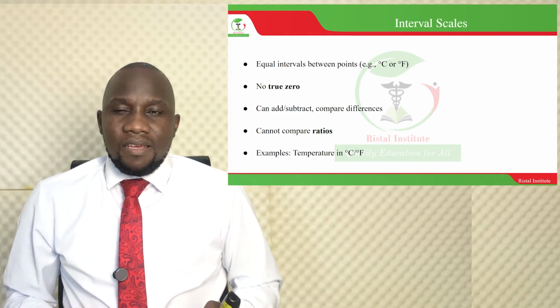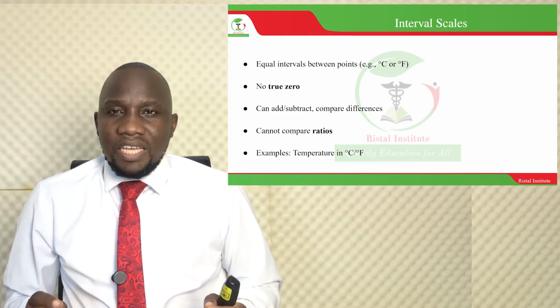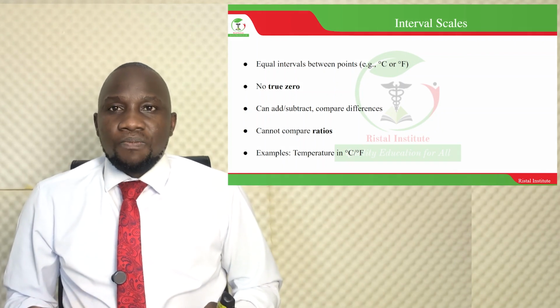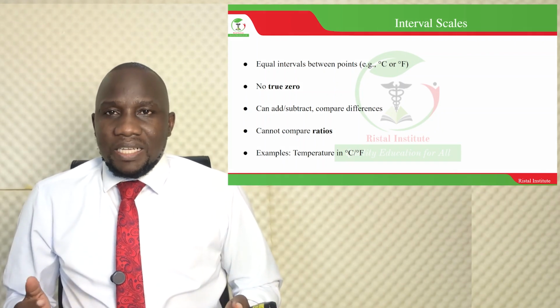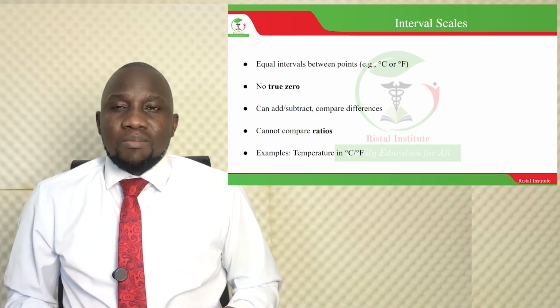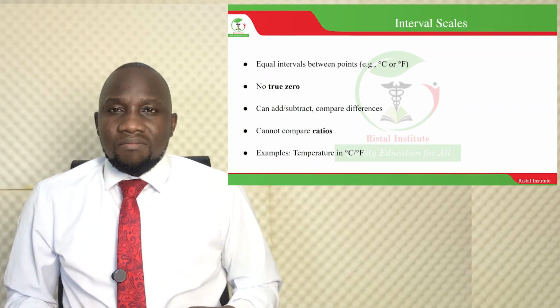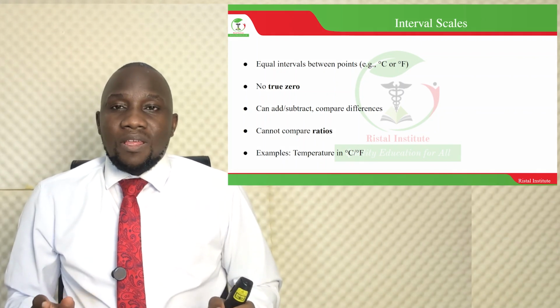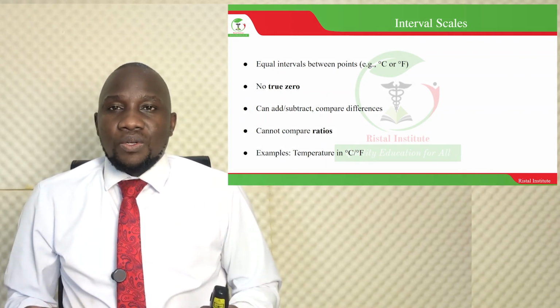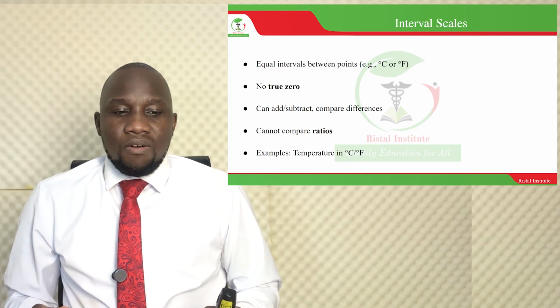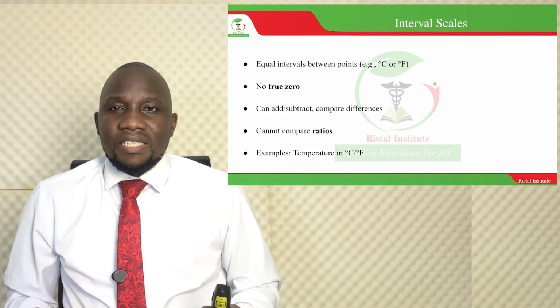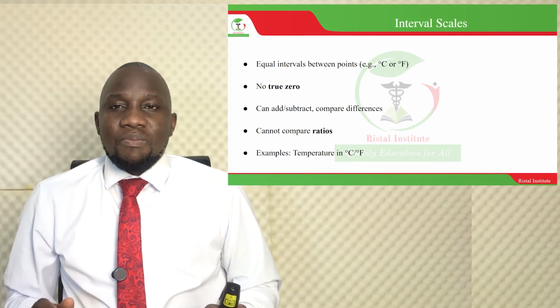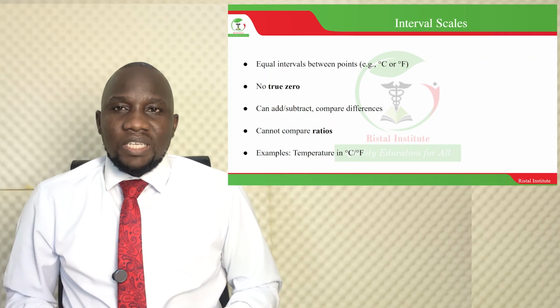Here, the key point is about what we call the true zero. Sometimes you can see something to do with absolute zero. This can be used interchangeably. Okay, so with interval data, there is no absolute zero. The meaning of this is that the zero does not mean that there is nothing. The zero means something.